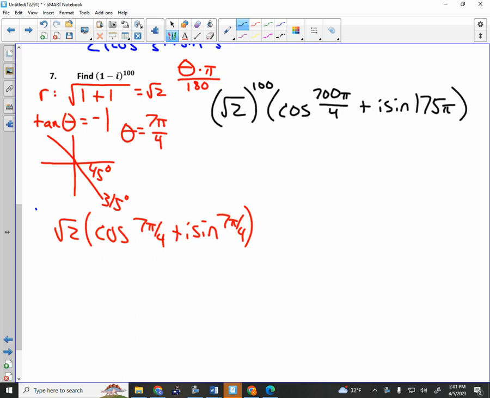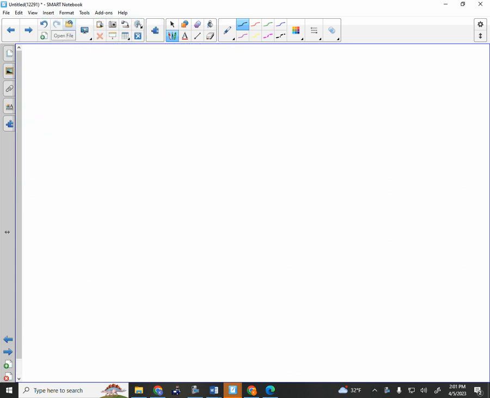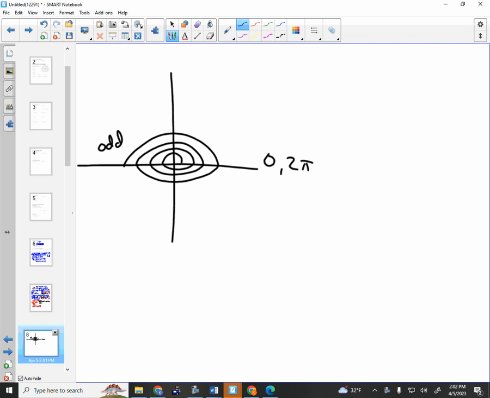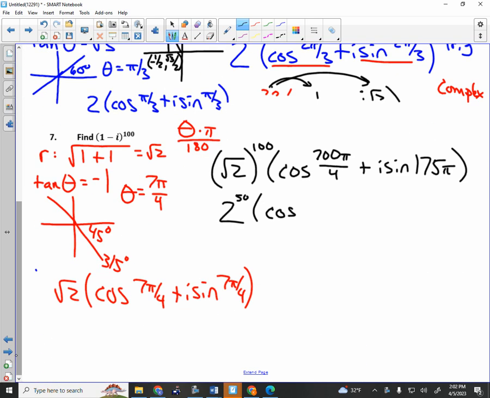But first, we have 2 to the 1/2 to the 100th. So that's going to be 2 to the 50th. Good. Cosine of, and now Rachel says 175 pi. Look at her logic here. She says that this is pi, this is 0, and this is 2 pi. So she says 1 pi, 2 pi, 3 pi, 4 pi, 5 pi, 6 pi, 7 pi. Notice how all the odd pi's end up over here? So 175 pi is going to be coterminal with just pi. Now, you could subtract off 2 pi over and over and over again if you want, but you're just going to get pi in the end.